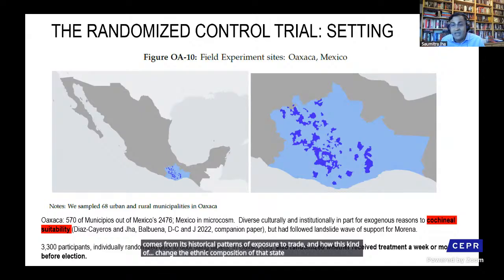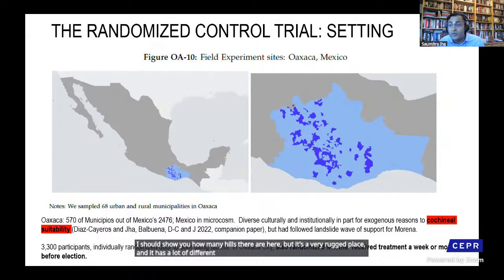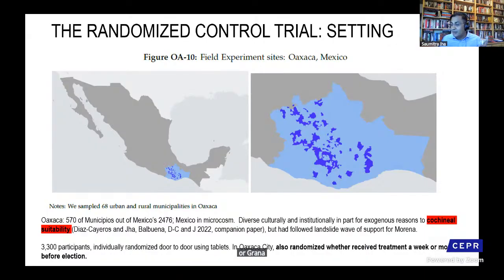And I'll provide some details on that in a moment. In particular, a key reason was that Oaxaca is a very rugged place, and it has a lot of different microclimates, some of which were suitable to the production of cochineal or grana cochinilla.